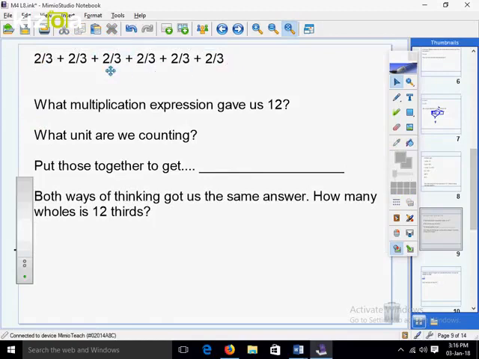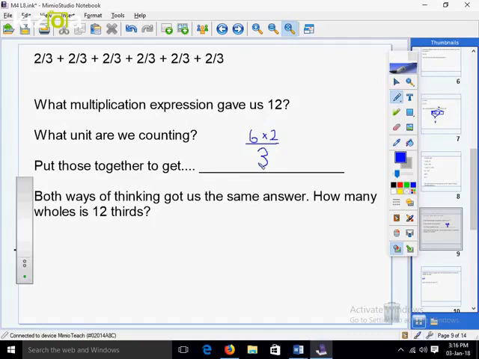Now, I want you to ask yourself, what multiplication expression gave us 12? What are we thinking, right? If you look at all of these 2's here, how many do we have? We have 6, right? So 6 times what? 6 times 2 gave us 12. And what are the units we're in? We are in thirds, right? So we can solve it like that, just like we did before, okay?